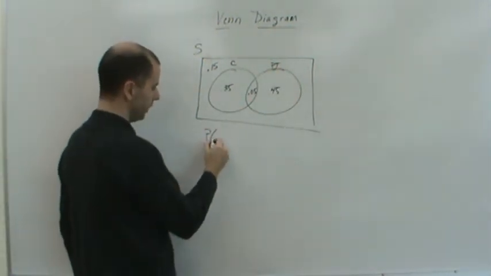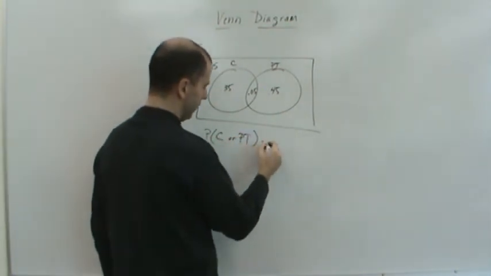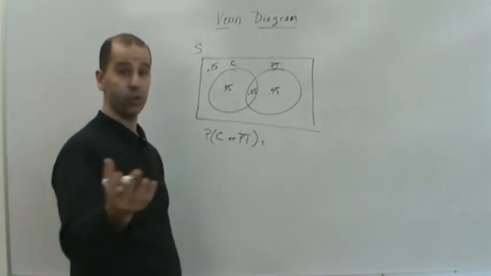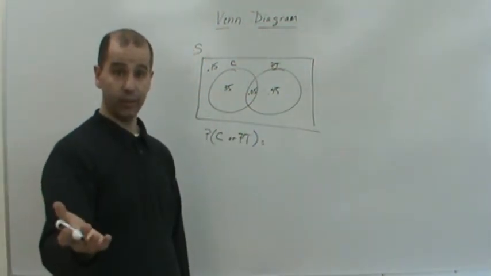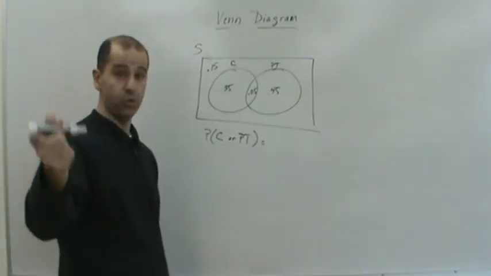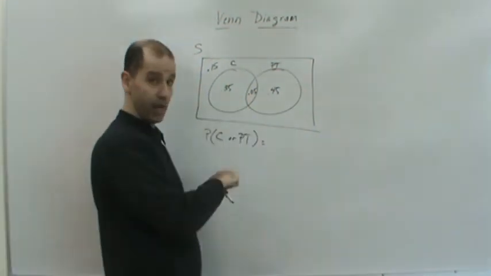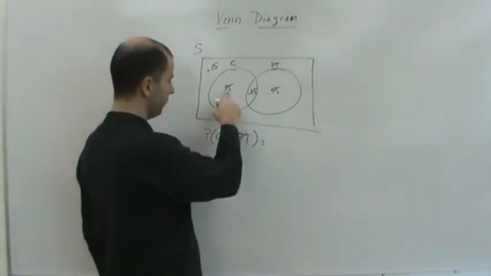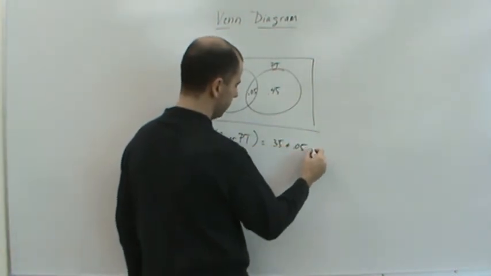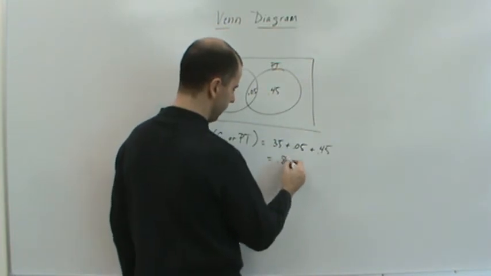So the probability of being part of the club or working part-time is all of these added together. In fact, you don't even have to worry about double counting, because we're just taking these three pieces, since it's the union of all the sets. So we add 0.35 plus 0.05 plus 0.45, and that is going to be 0.85.